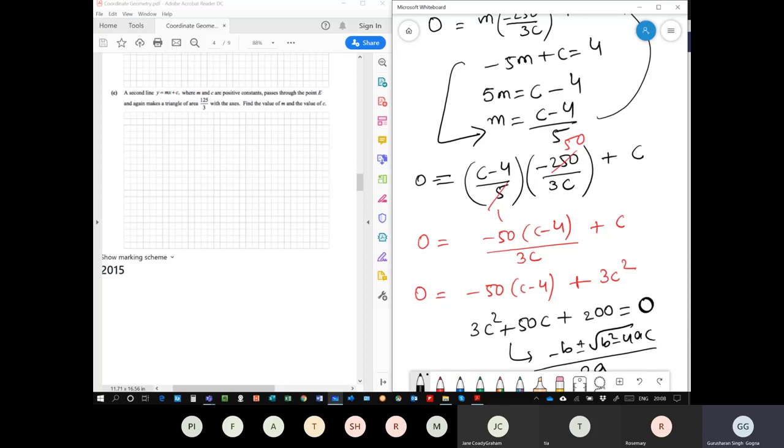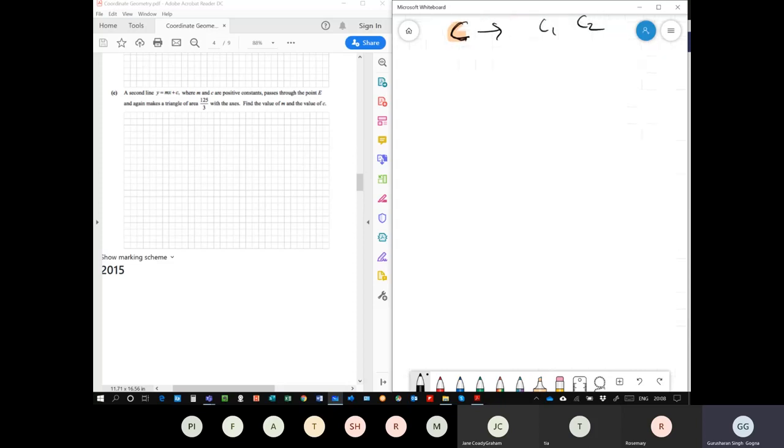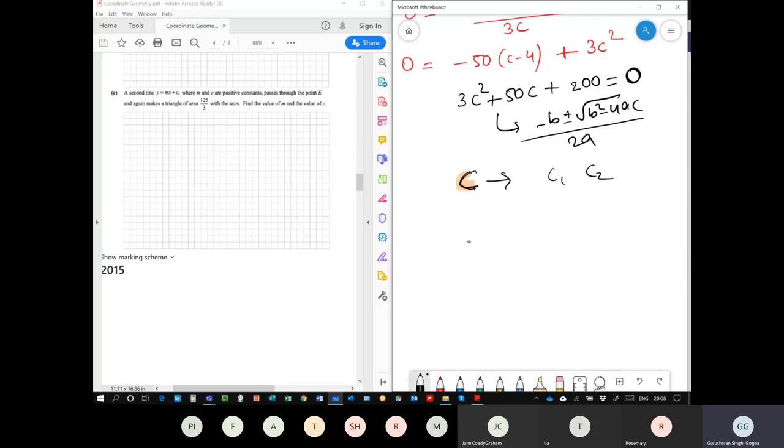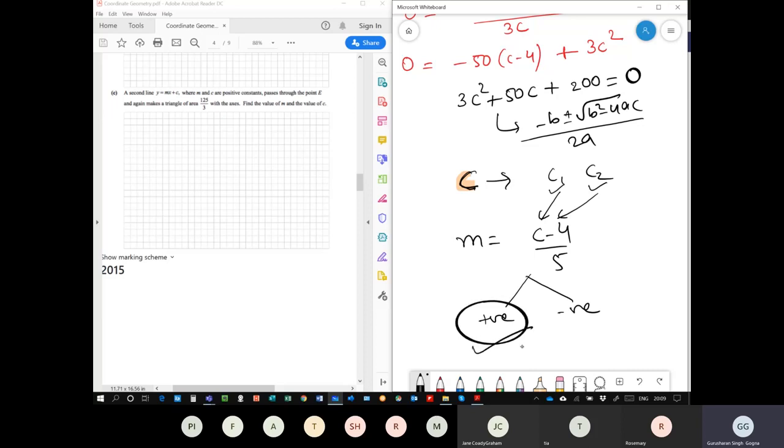M equal to c minus 4 over 5. So once you solve this quadratic, you will get two answers. One is c1, one is c2, let's say. And then you will substitute in this equation one by one. So what will happen? You will get two answers. One may be positive, one may be negative. So whatever is the positive answer, that is the answer for your question here.